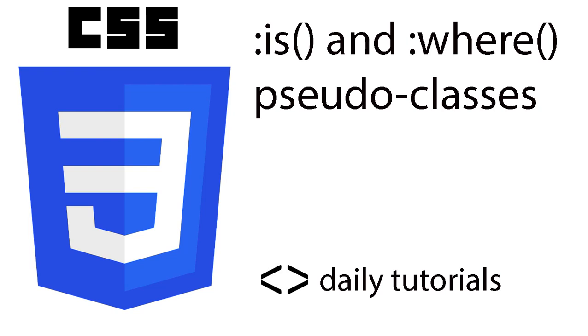Welcome to daily tutorials, the :is and :where pseudo classes. These are logical pseudo classes that create more concise selectors, and both accept a selector list as an argument.